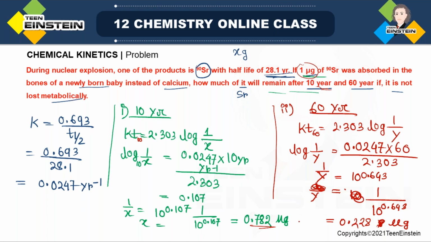That you can easily check from these values. And at 60 years, you can see the amount is very less, 0.228. So compared to 1, this value is almost 1/5. And here the half-life is around 30 years. So after 30 years, that is after the first half-life, the amount of 1 microgram will be 0.5. And if there is another 30-year half-life, that is the second half-life, now it will be 50% of 0.5, which is almost 0.25. And see, the value is matching.